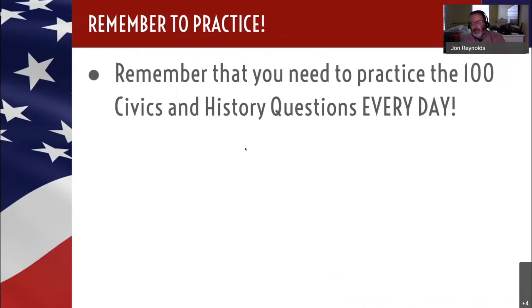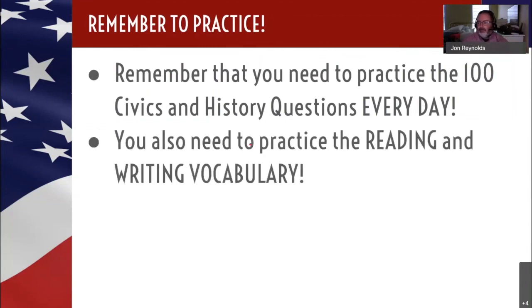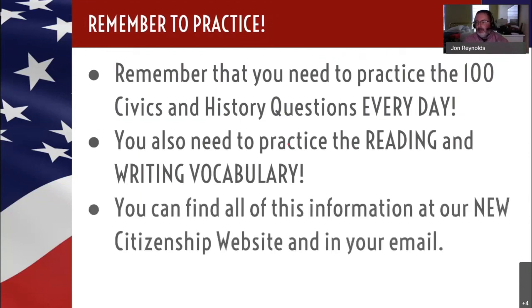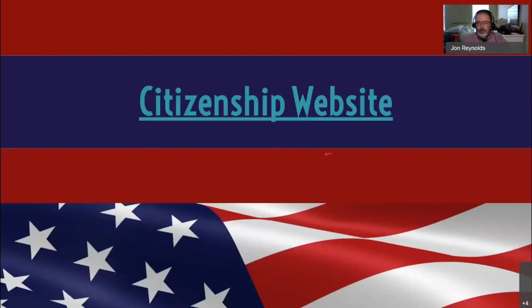So again, after class, I'll send them to you again in your email. But today, we also need to practice for the reading and writing sections. So after we're finished here, I will send you a link to the reading and the writing vocabulary. You've got to practice those words. You can find all of this information in your email, but you can also find it on our new citizenship website. Now, let me take you to the website one more time.